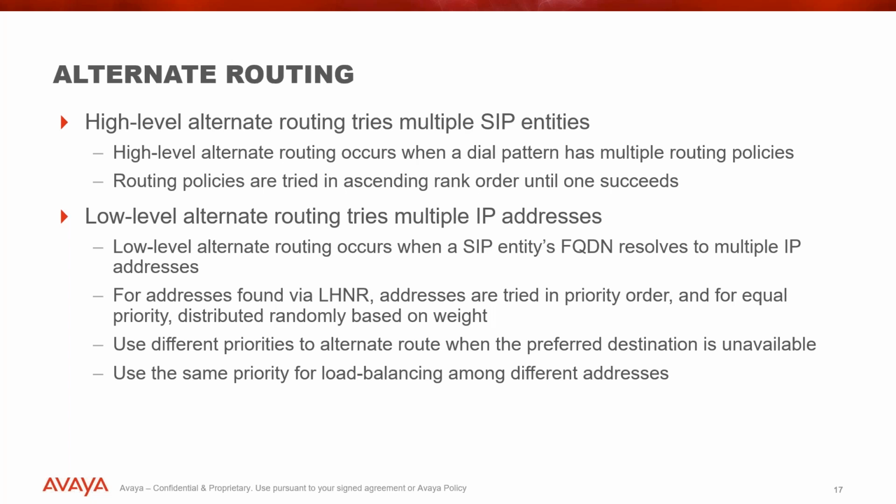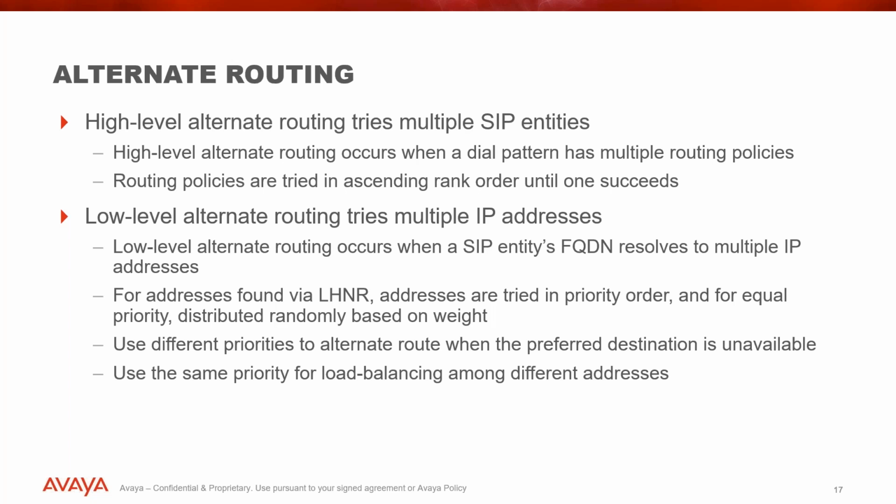Low-level alternate routing is going to try multiple IP addresses for a single SIP entity, and you can use both of these for the same call. So at the high level, you try a SIP entity. For that SIP entity, at the low level, you're going to try various addresses. If none of those addresses works, then you're going to move on to the next SIP entity.